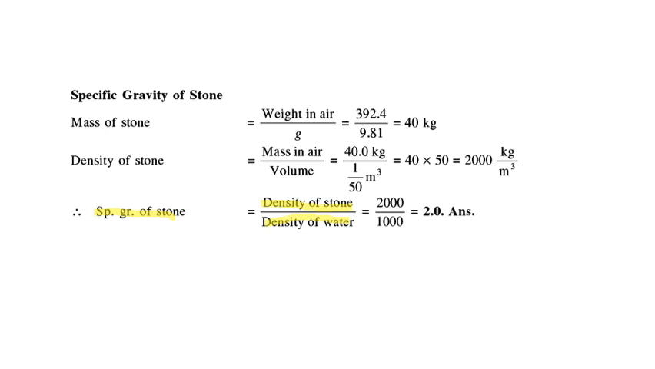So the weight in air was given, it is 392.4, and we can get the mass by dividing it by 9.81, and the density of stone will be the mass in air divided by the volume, which is 2000 kg per meter cube. And from here you can get the specific gravity of stone.